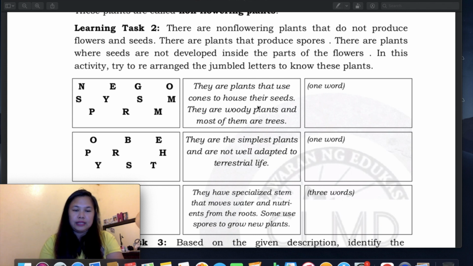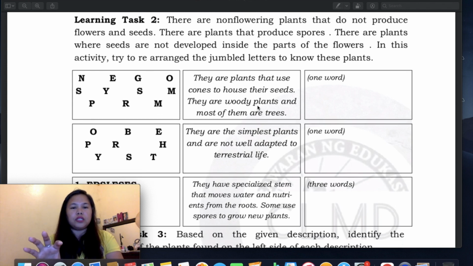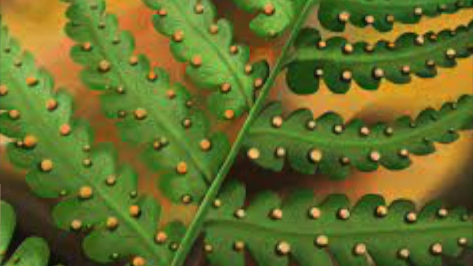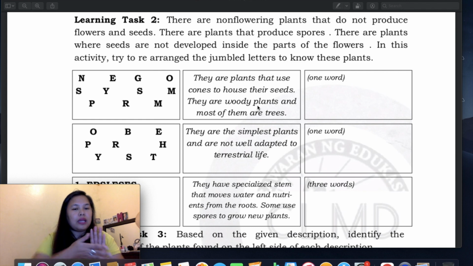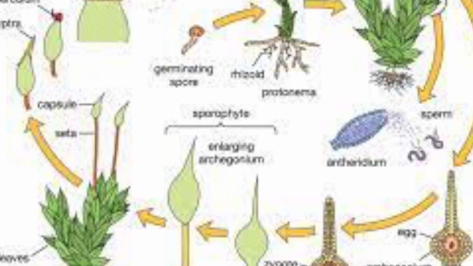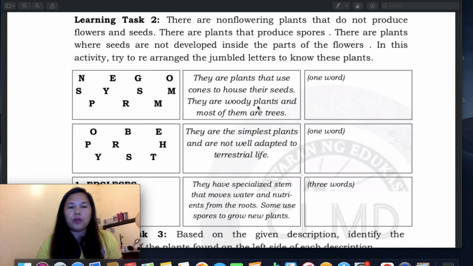So, marami din. Okay, so there are plants that produce spores. Ibig sabihin spores, yung marami siya sa mga pako, sa mga very humid and moist environment siya. Kapag yung dahon na nahahawakan mo, sa likod ng dahon na yon, may kulay white, yun po yung mga spores na yon. So, there are plants where seeds are not developed inside the parts of the flowers.